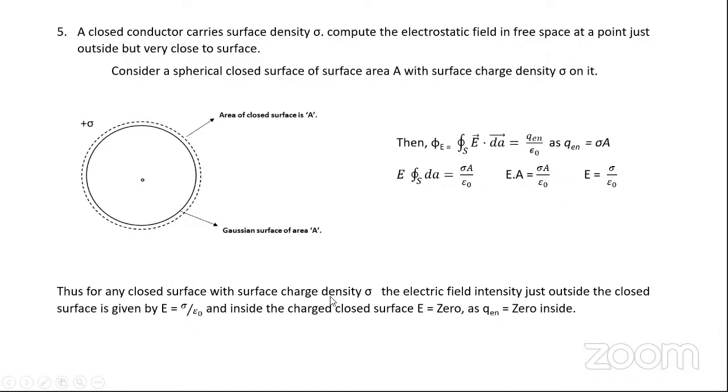Inside the conducting sphere, the electric field, of course, is equal to 0, but the electric potential will remain constant inside the charged sphere. Okay, so this is about the Gauss law of electrostatics and its simple application. In the next lectures, we'll take other examples of application of Gauss law.